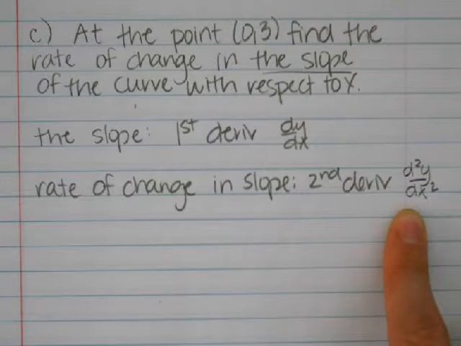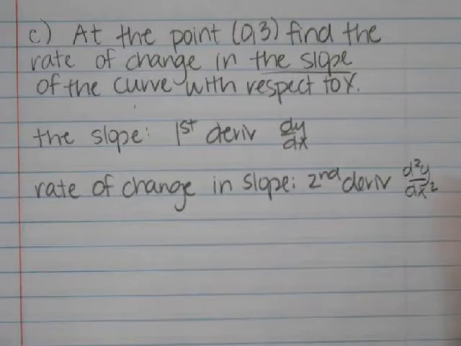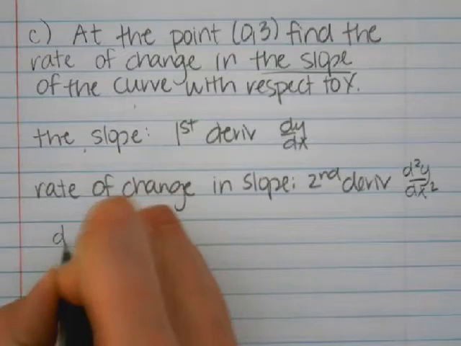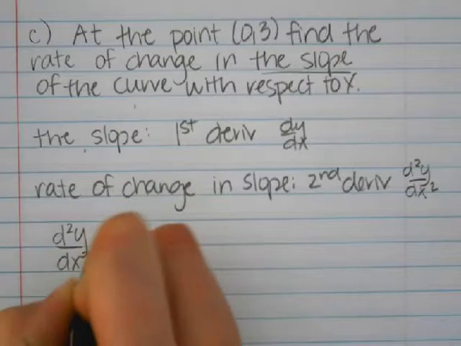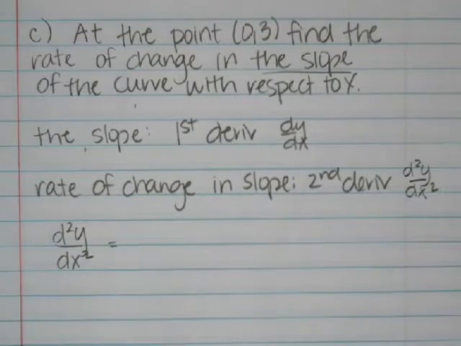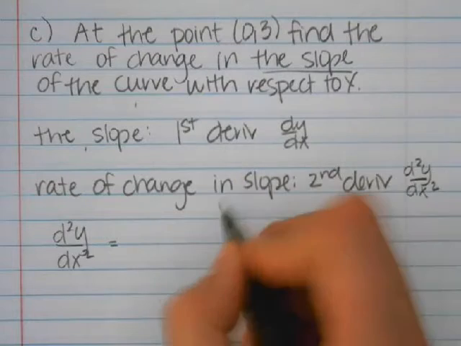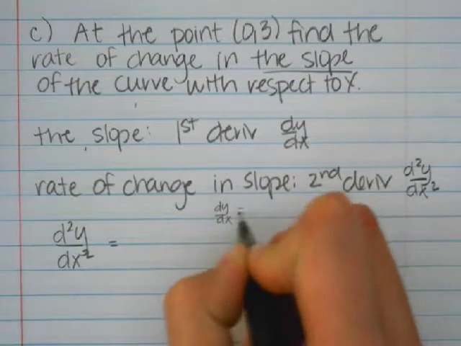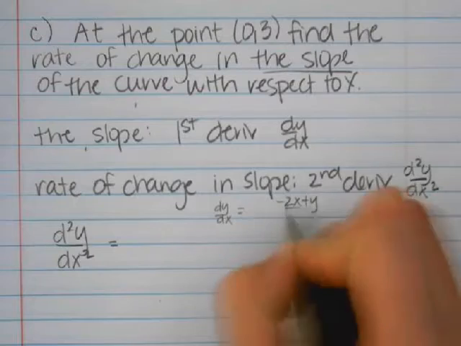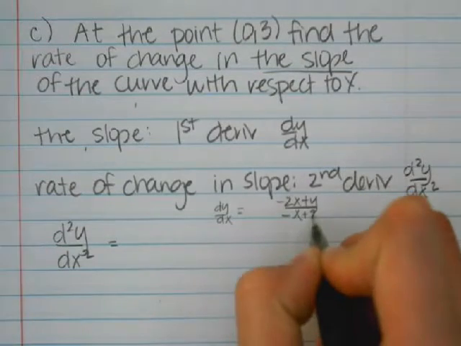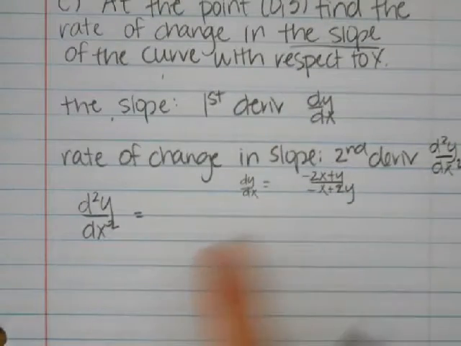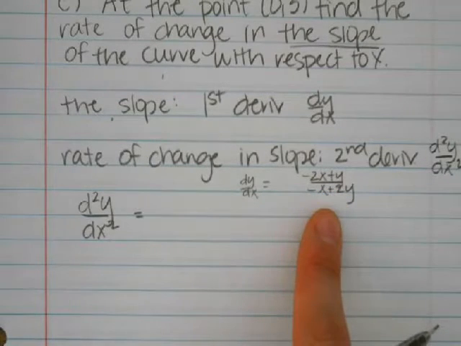Okay. We can maybe do it. All right. So I'm going to say my second derivative is going to be using... We have to go back and look at the first derivative we just solved. Where did my paper go? Oh, it's over here. So the first derivative that we just found was negative 2x plus y over negative x plus 2y. That was our first derivative, right? So now with the second derivative, we have to find the derivative of that.